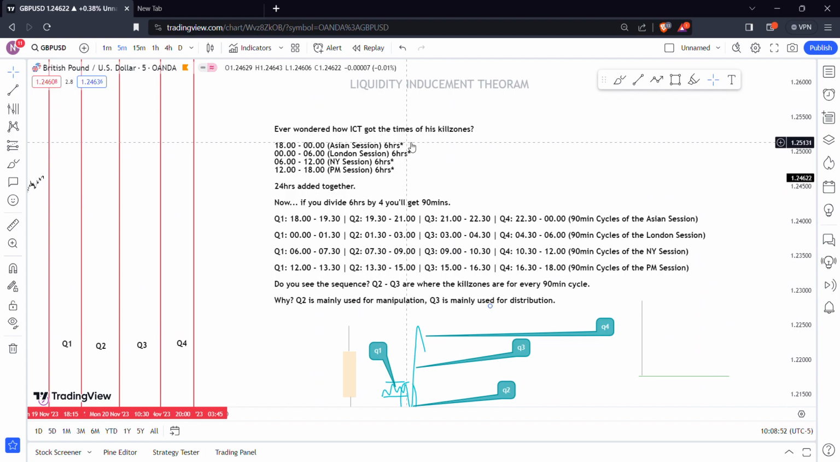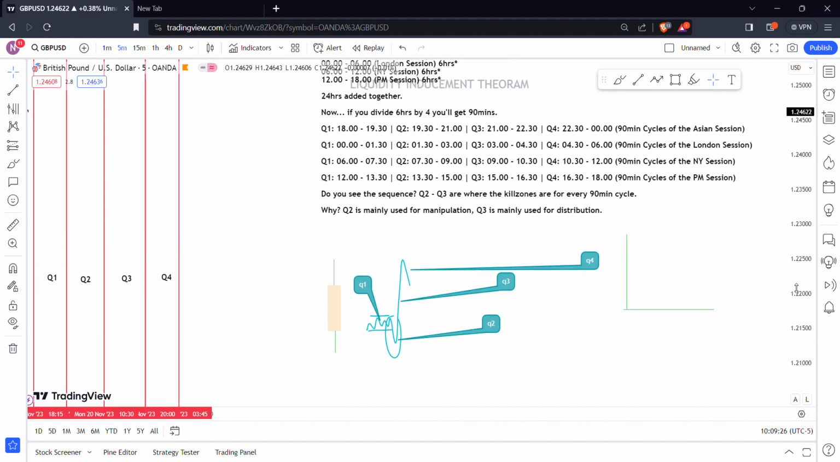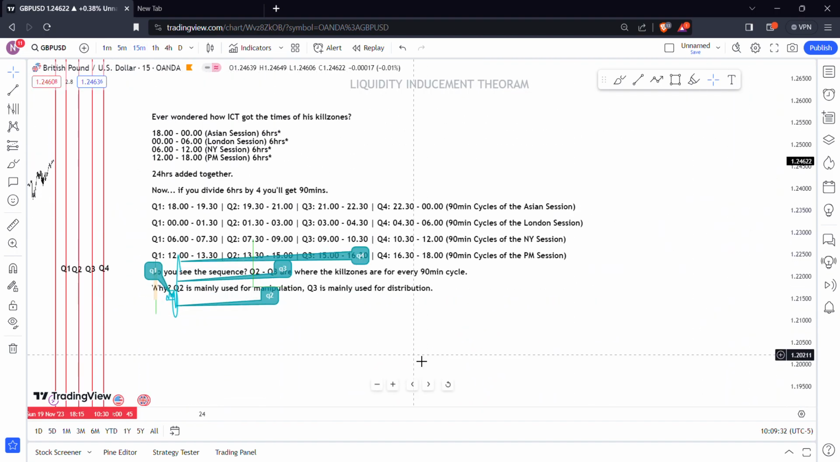There are four sessions in a day, and in each and every session there are four 90-minute cycles. In the Asian session we got four 90-minute cycles, and in the London session we got four 90-minute cycles, and also the NY AM and PM sessions. Also we have four trading days in a week, because Friday is not a trading day, it's just a retracement of the day before. We also have 4 weeks in a month and 4 quarters in a year. Everything moves in cycles. So I will show you on the chart how ICT came up with the idea of kill zones.